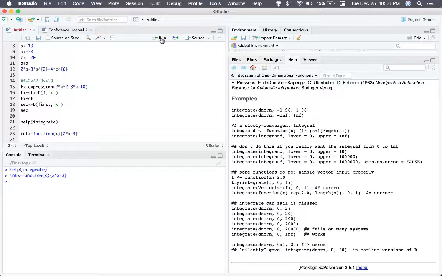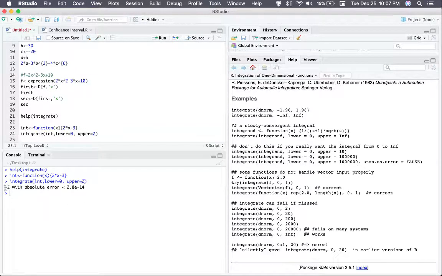Then give the command integrate. The function is int. Then give the lower limit. Lower limit I say 0, and upper limit I say 2. So this means integrate 2x minus 3 from 0 to 2. Then run, and you will get the answer, which is negative 2 with an absolute error.